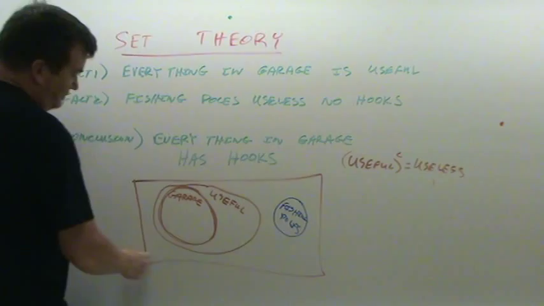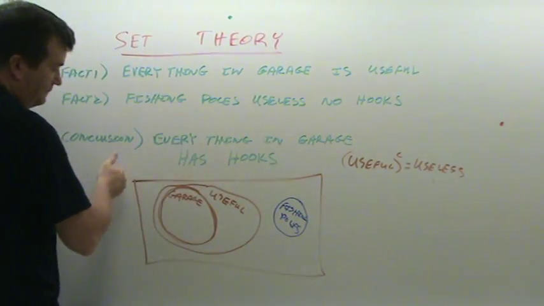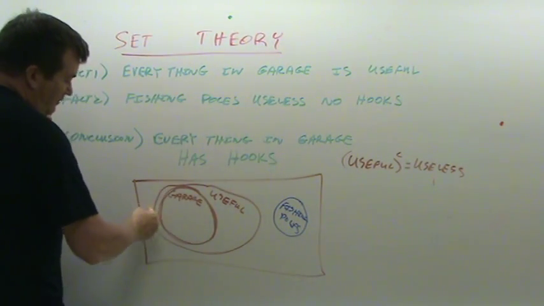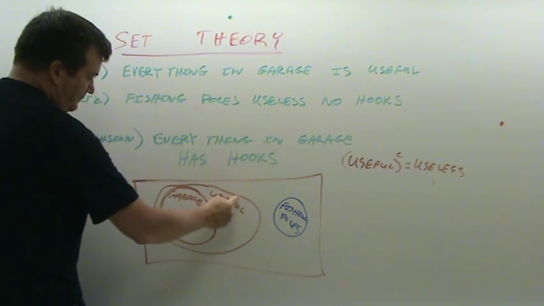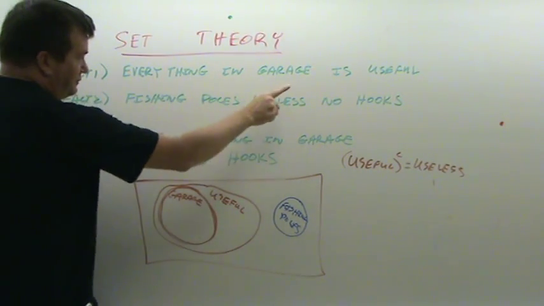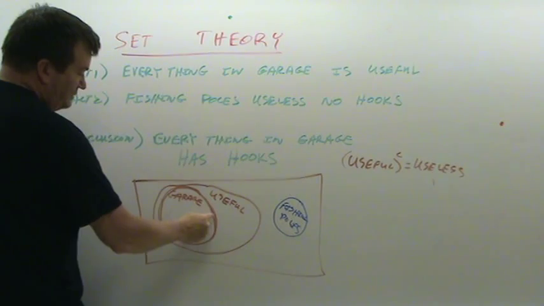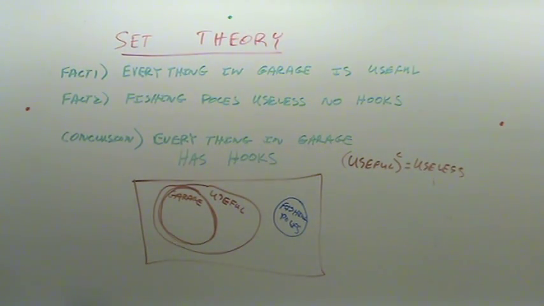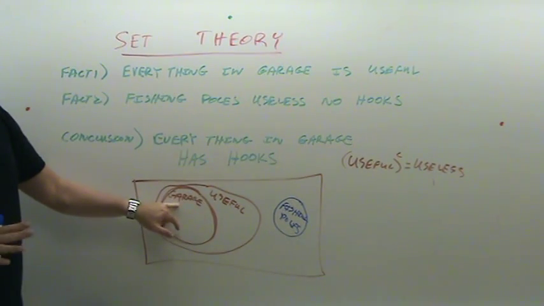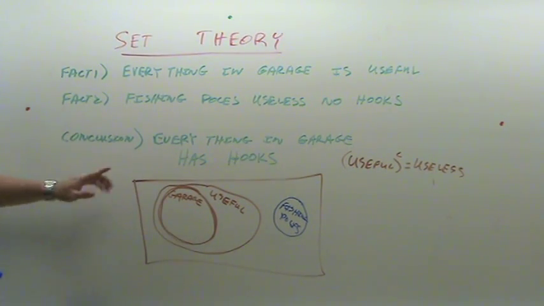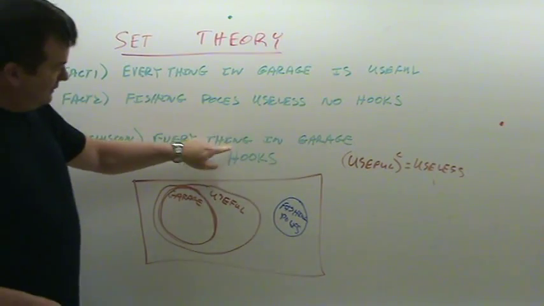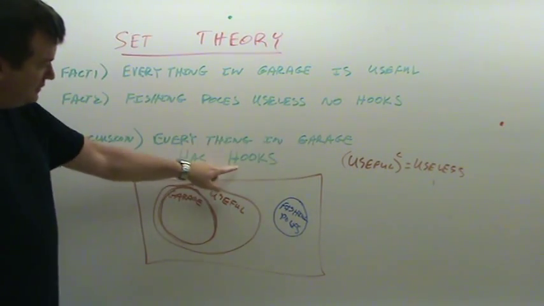So this box represents all your stuff. This circle represents all the stuff that's useful. Everything in the garage is useful, so everything in the garage is a subset. Maybe everything useful is in the garage, but it's either equal to this useful stuff or a subset of it. And now we're being asked a conclusion: everything in the garage has hooks.